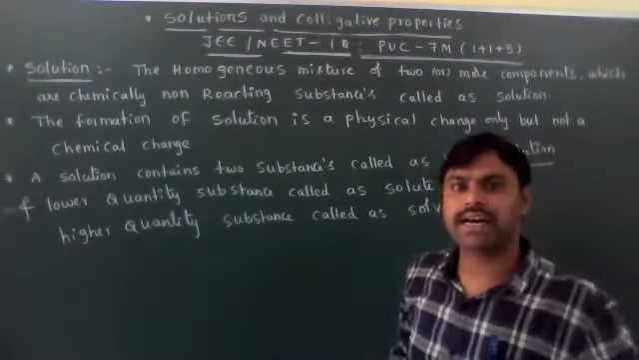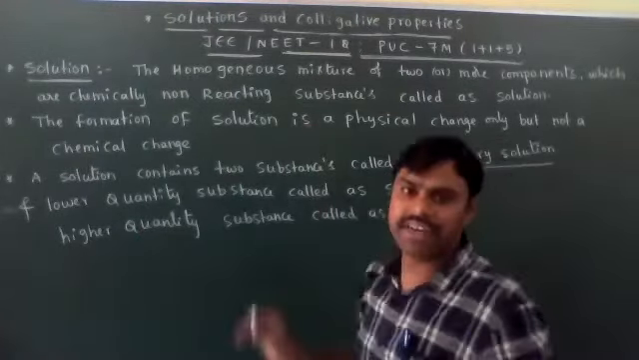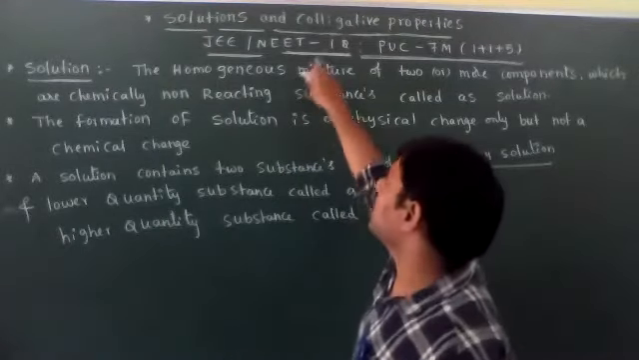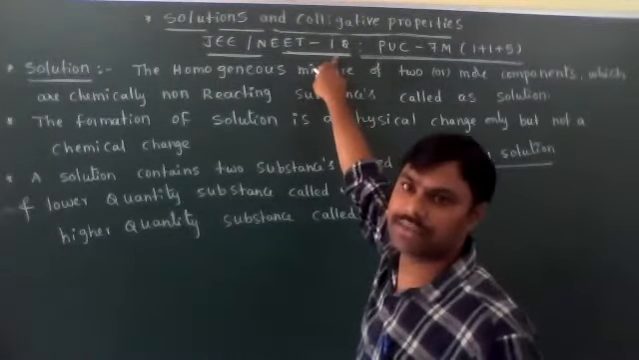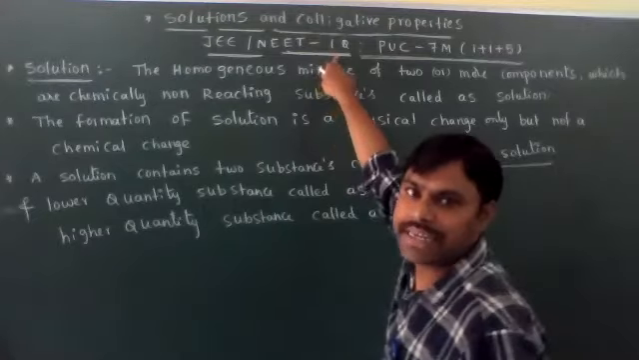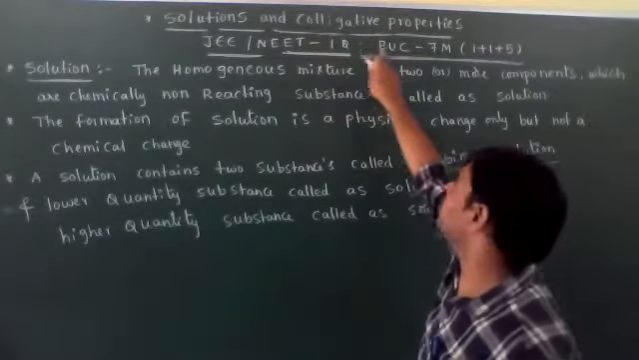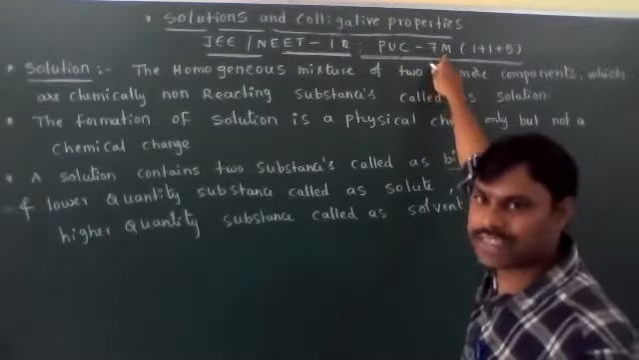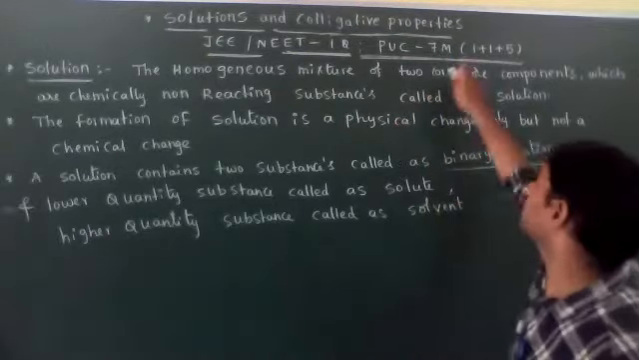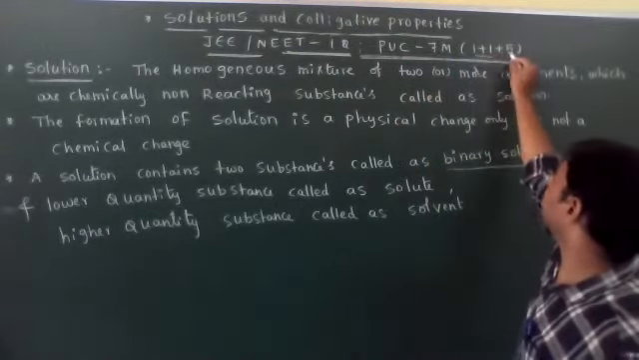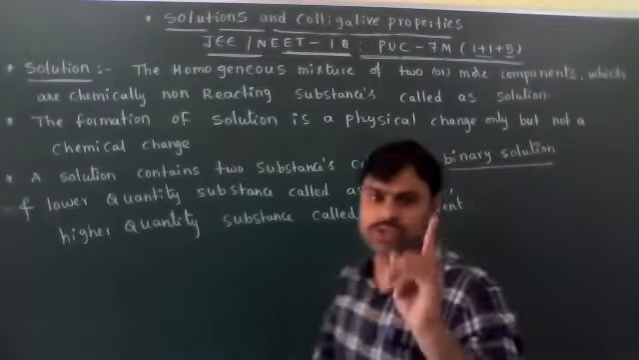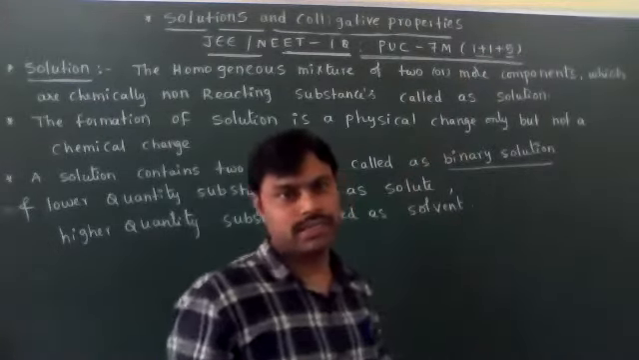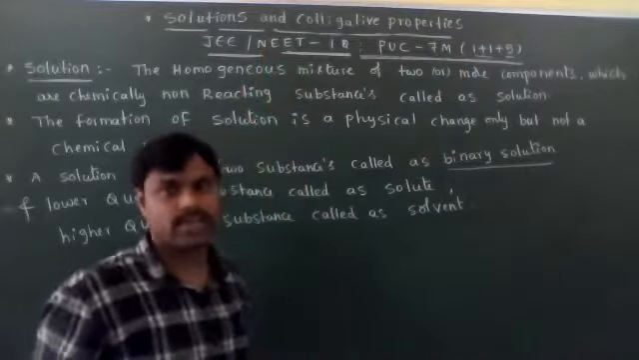If you observe the NEET, JEE, or CET question papers every year, a minimum of one question from solutions and colligative properties is guaranteed in the NEET and JEE examinations, and in the PUC board examination. How many marks are they giving the students? 7 marks: two 1-mark questions and one 5-mark long answer question. This is about solutions and colligative properties.